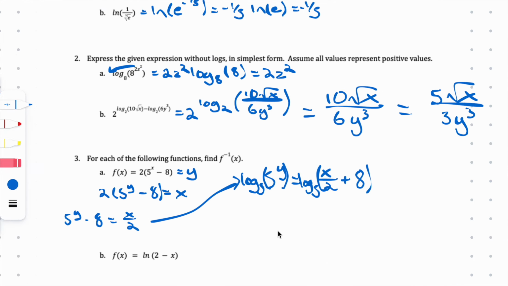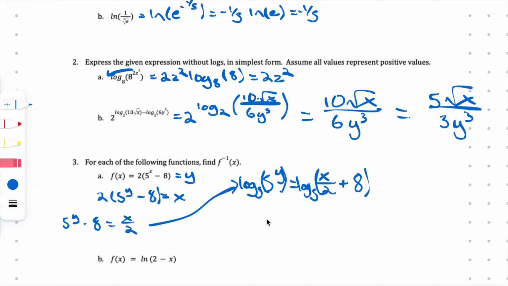So we're applying that same concept to isolate y here, and we get y equals log base 5 of x over 2 plus 8. And we're done. That's equal to, I'm just going to rewrite this as the inverse of f of x. And that's where we get that.